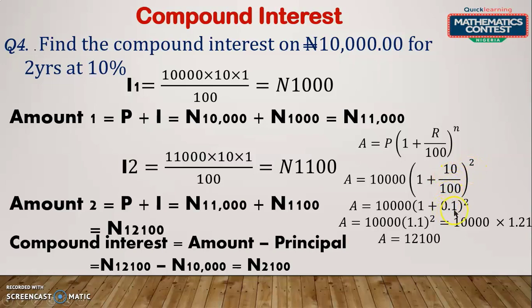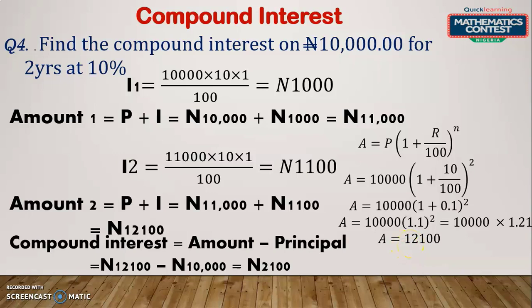10 divided by 100 is 0.1. 0.1 plus 1 is 1.1. Now 1.1 squared is 1.21. 1.21 times 10,000 is 12,100, which was the same amount we had here. So instead of following this methodological way of solving it, we can just use this formula to get the amount at the end of the 2 year period.